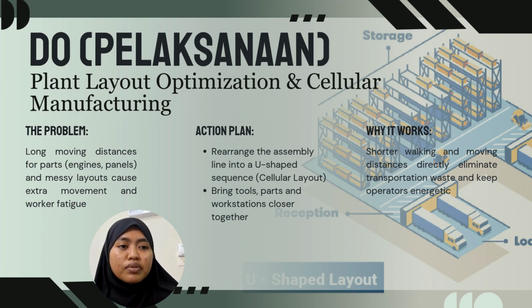This messy, unoptimized layout causes unnecessary transportation, extra movement, and ultimately leads to worker fatigue. Our solution is to rearrange the assembly line into a U-shaped sequence, also known as a cellular layout. Along with this, we will bring all necessary parts and workstations much closer together. Shorter walking and moving distances directly eliminate transportation waste. By reducing physical strain, we keep our operators energetic and focused throughout their shift.